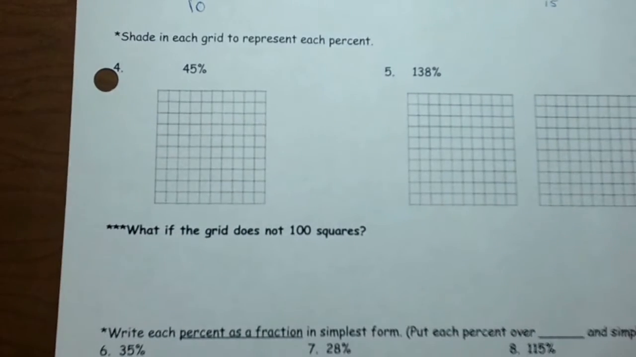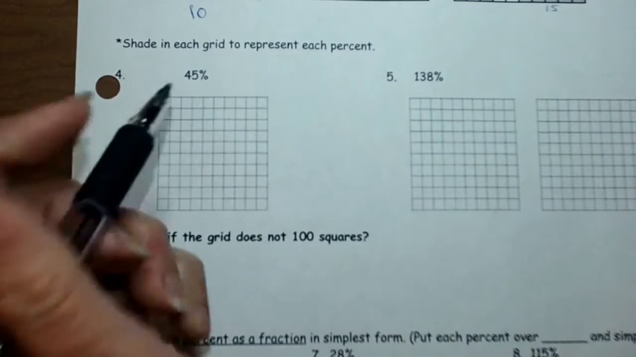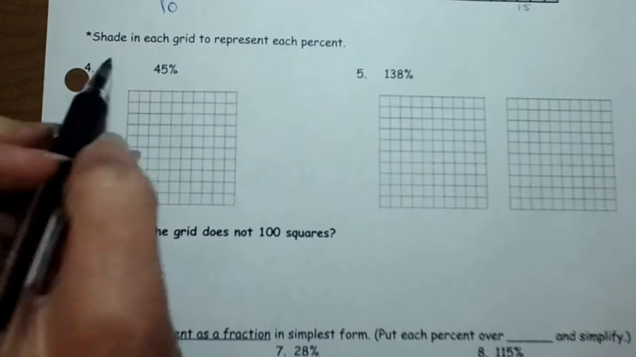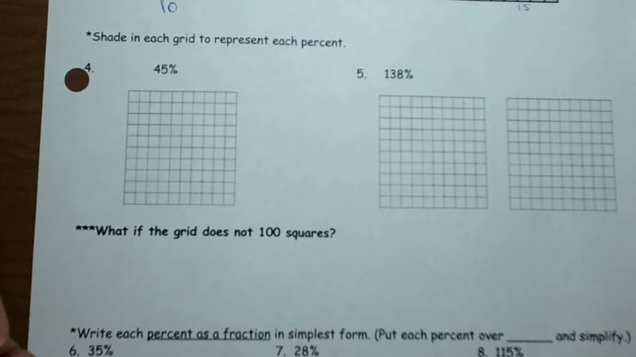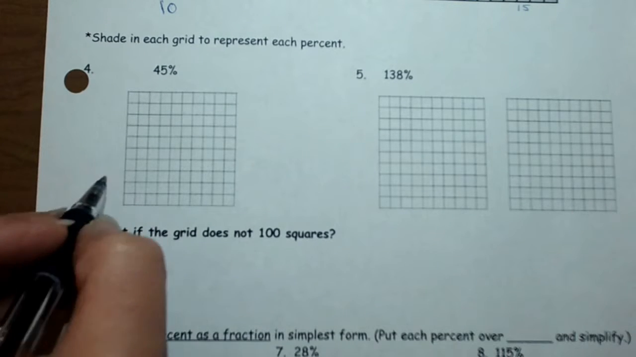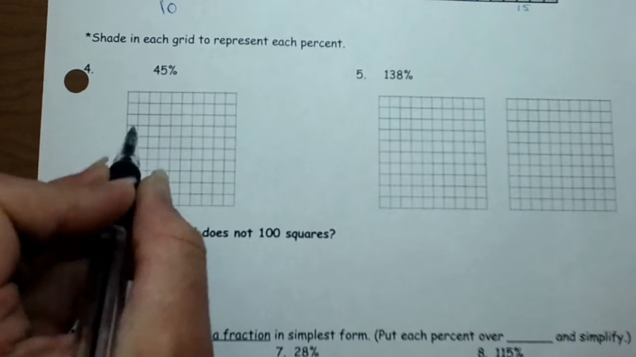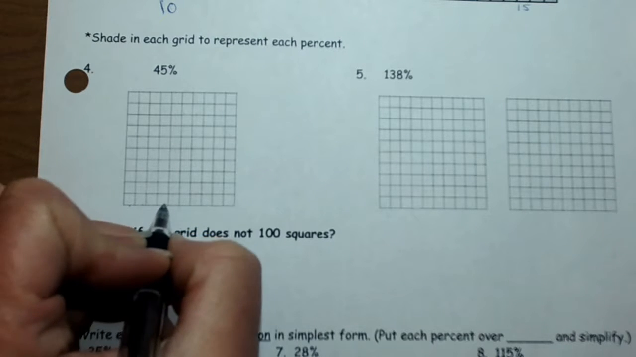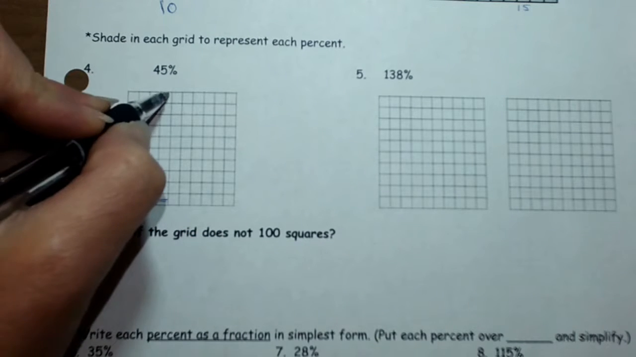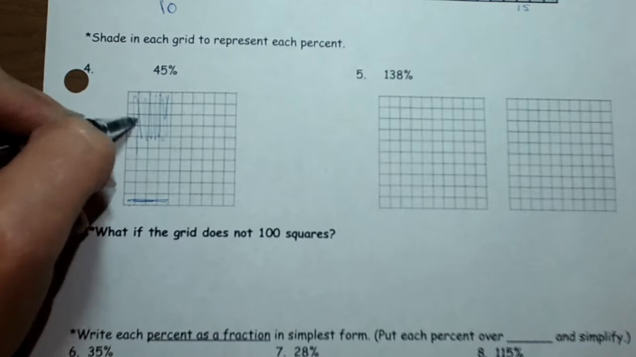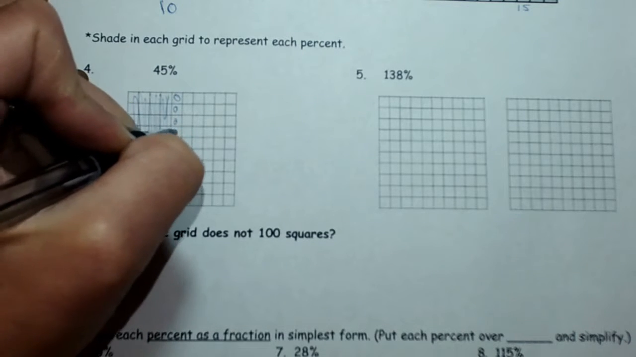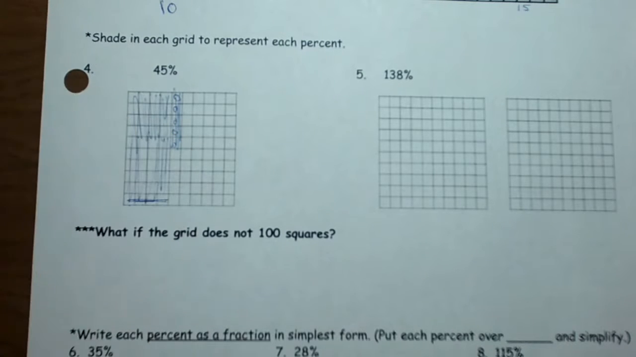All right, so then the next thing that we want to look at is shading the amount that's given. So right here it's saying shade in 45%. That means I need to shade in 45 squares out of the 100 that I have. So I'm going to shade down. So 1, 2, 3, 4 here is going to give me 40. So that's this much right here. And then I need an extra 5 for my 45.